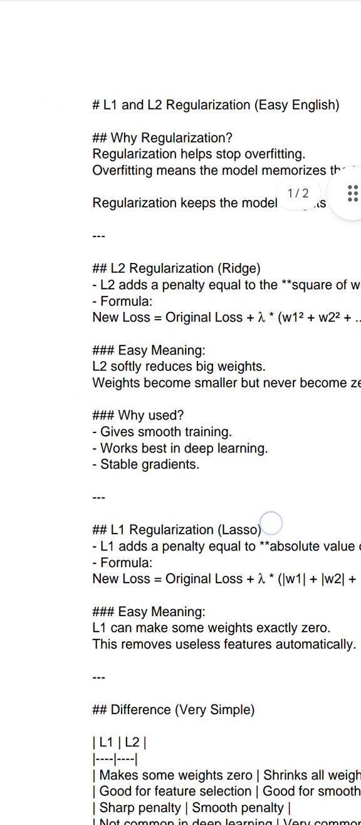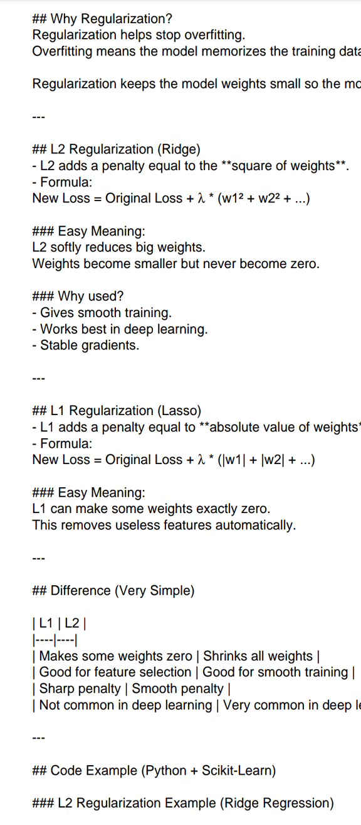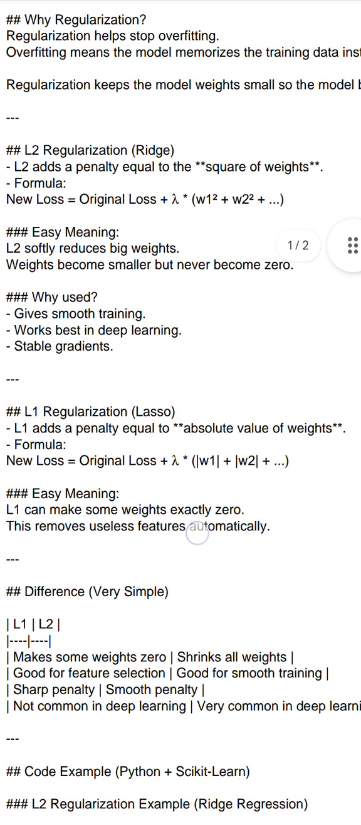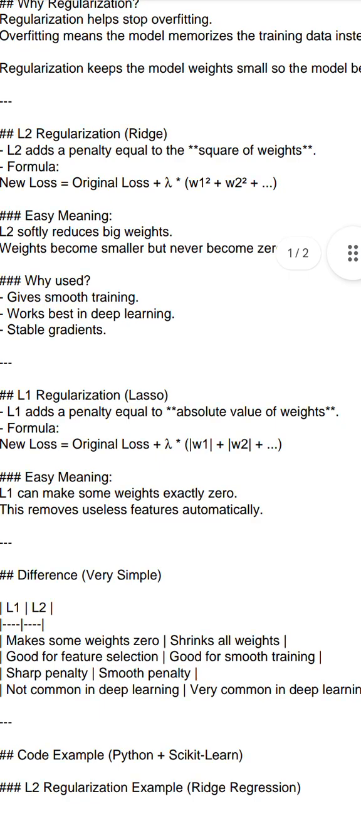Okay, so L2 means what here? L2 regularization means ridge. L2 adds a penalty equal to the square of weights. The new loss will look like this: original loss plus lambda times the square of weights.